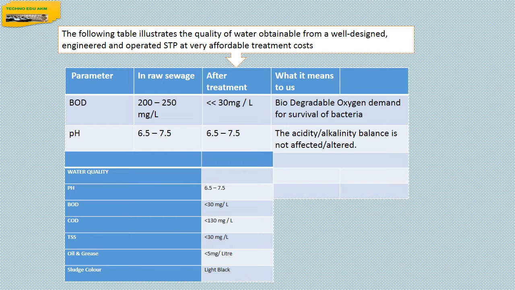TSS should be less than 30 milligram per liter. Oil and grease level should be less than 5 milligram per liter. Sludge color should be light black. It's a healthy color.